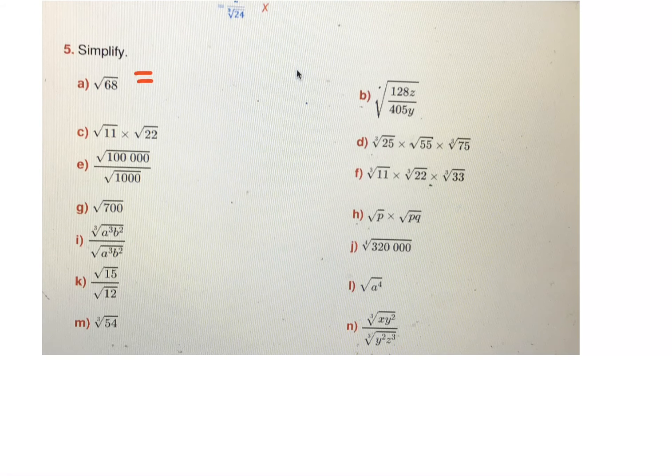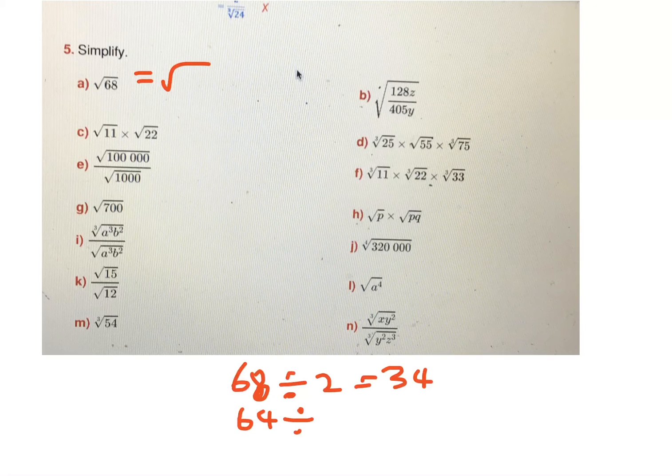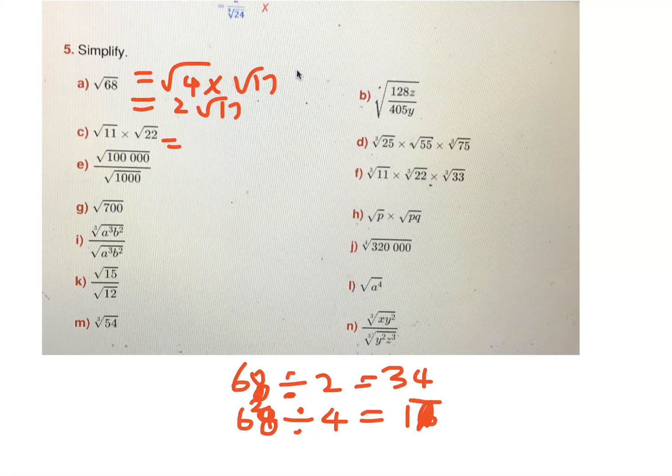Okay, when we're looking at this and simplifying it, 68. If we get 68, I can't really think of a square number that goes into it. If I divide by 2, I get 34. That's not really getting anywhere. I think 4 goes into it. 4 goes into 6 once, remainder 2. 4 goes into 28, 7 times. So it's root 4 times root 17, which is 2 root 17.